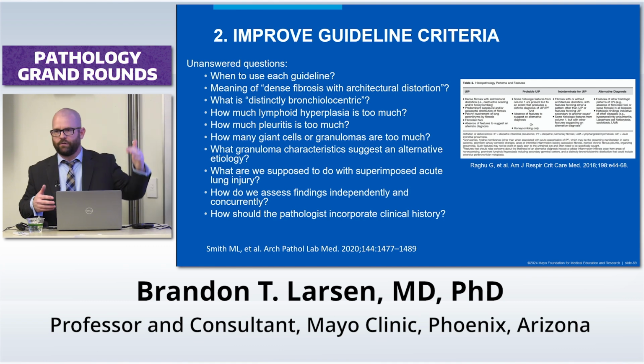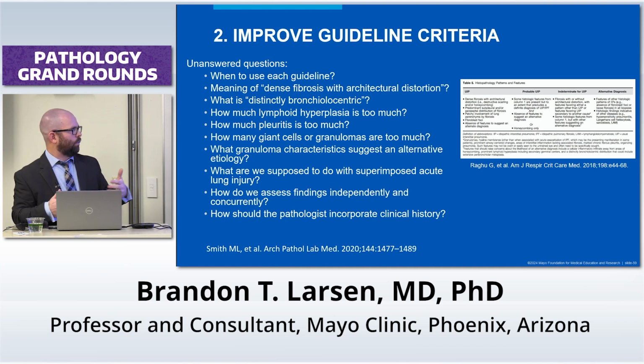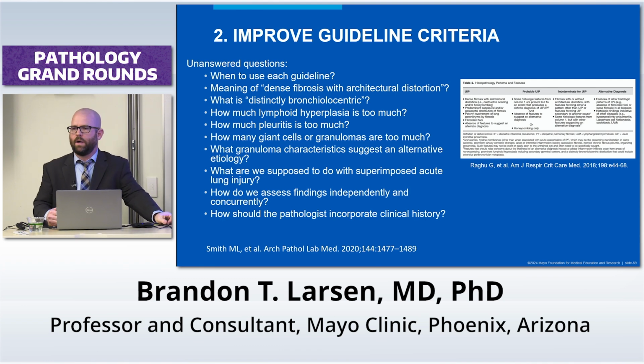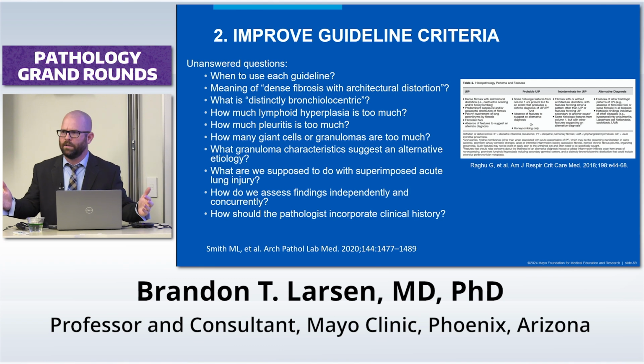How much bronchiolocentric change is allowable? What do we do when there's superimposed acute lung injury? What do you do when it looks like UIP but there's a bunch of organizing pneumonia that's also present? Current guidelines say that that's not UIP, or maybe it is if there's only a little bit. But again, where do you draw that line?